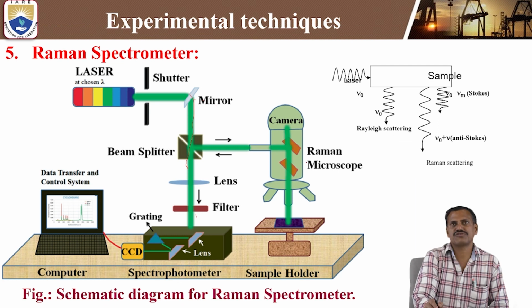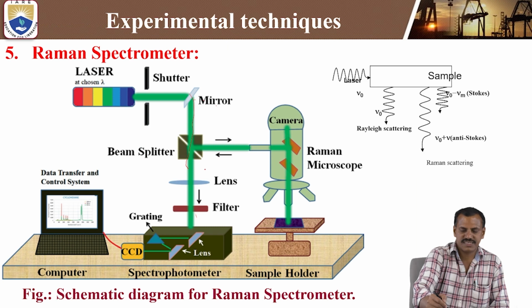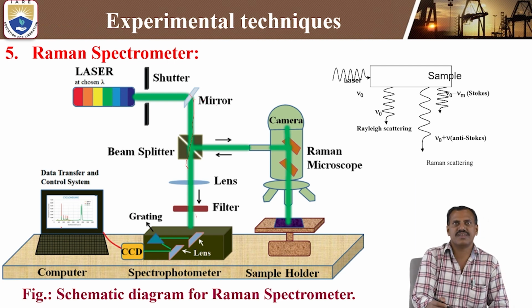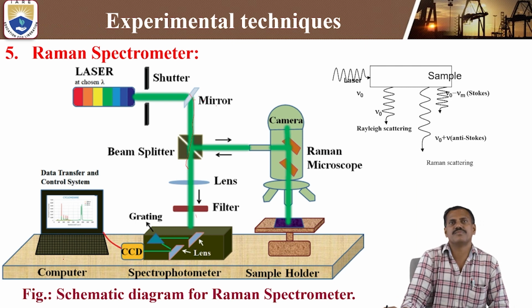Here the Raman microscope focuses on the sample, which is kept on the sample holder. There is a photometer, and this is the computer. The Raman microscope is used to scan the sample, and it gives the signal as input to the lens and filter. From the lens, it goes to the CCD. Using the grating, you detect the signal and it is transferred to the computer. The data is transferred to the control system. So by using this CCD, we can measure the Raman spectral analysis.